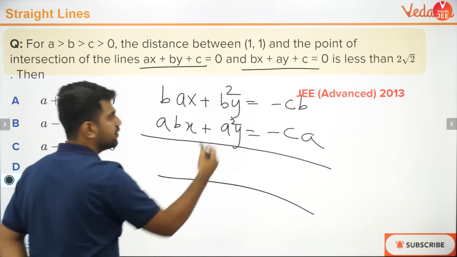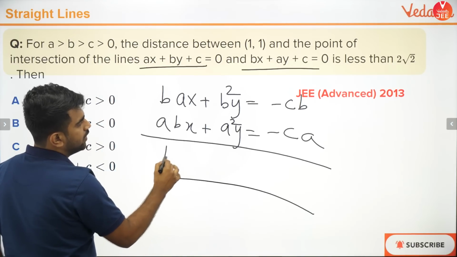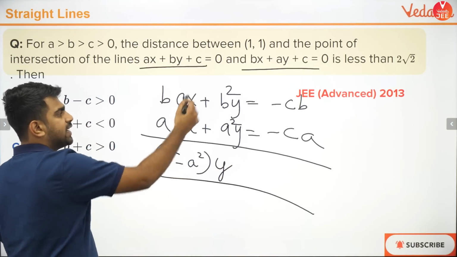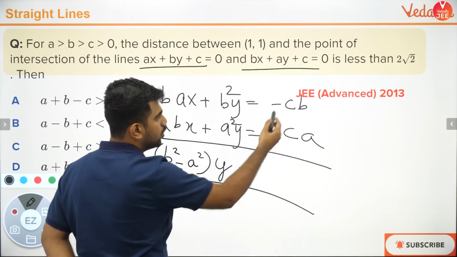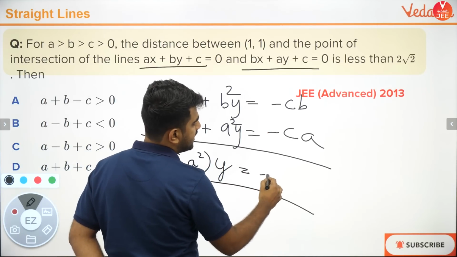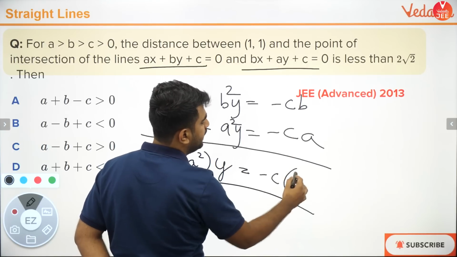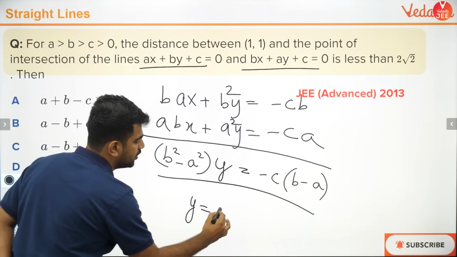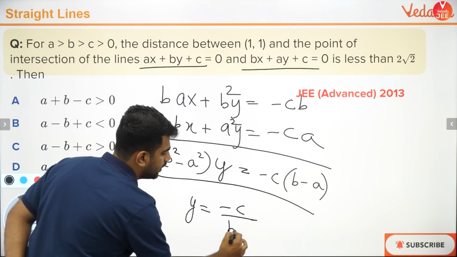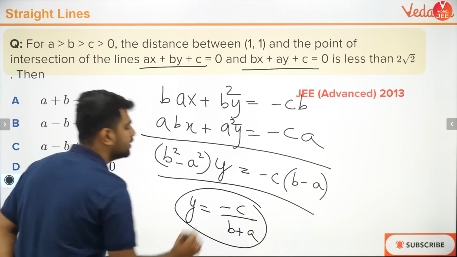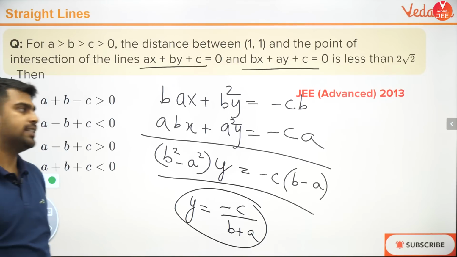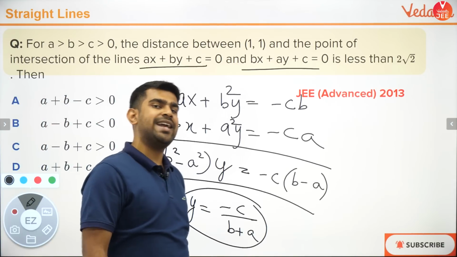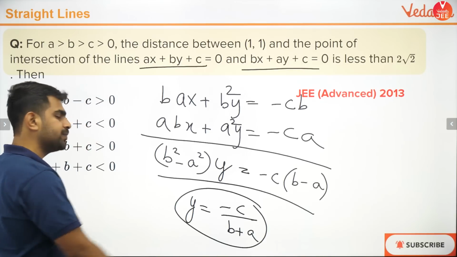So if I subtract both of them, what do I get? I will get (B square minus A square) times y, because x will get cancelled. It will be equal to minus C times (B minus A), if I take it common. So what will be left out? y will be equal to minus C by (A plus B). That is my y coordinate. So I got my y coordinate, and guys, can I say my x coordinate will also be the same?